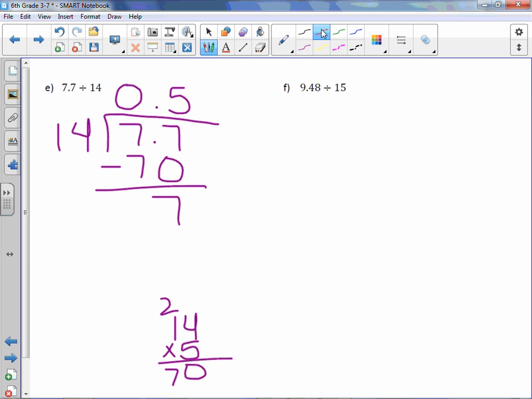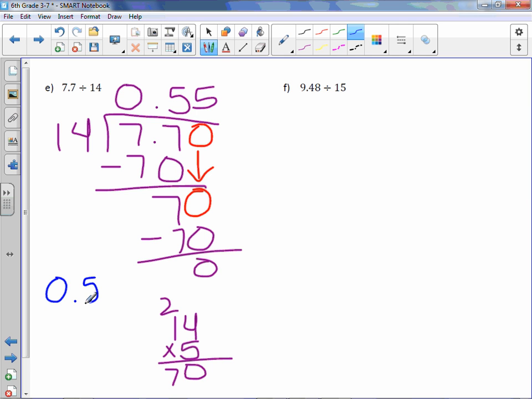77 minus 70 is 7. Now, we cannot have remainders. We cannot have remainders because we have decimals already. So what we need to do is add as many zeros as we need and carry it down. 14 goes into 70 5 times exactly. Minus 70 is 0. The quotient is 55 hundredths, or 0.55.